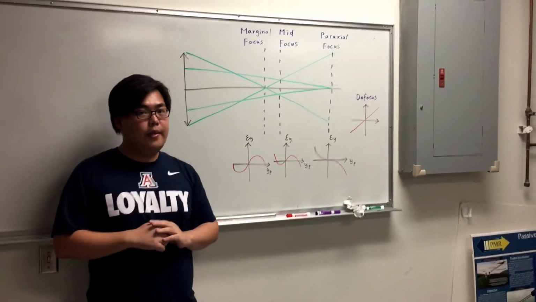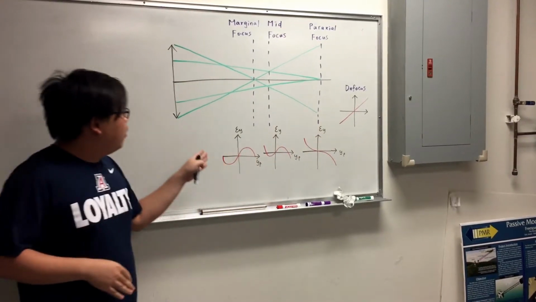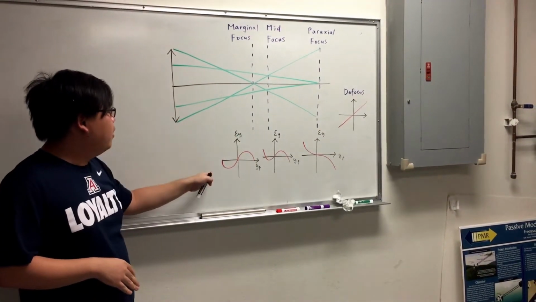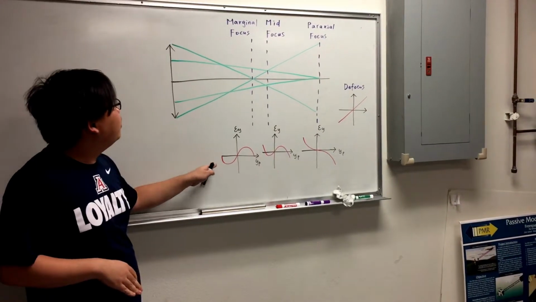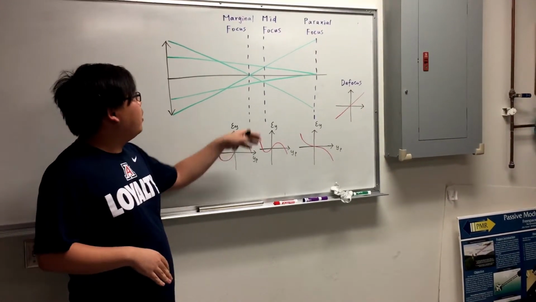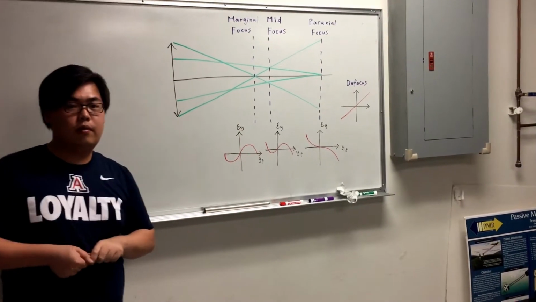So one way to compensate spherical aberration is to add defocus. So as you can see at the marginal focus, the RMS ray error is reduced, and it can be further minimized when you place the image plane at the mid focus.